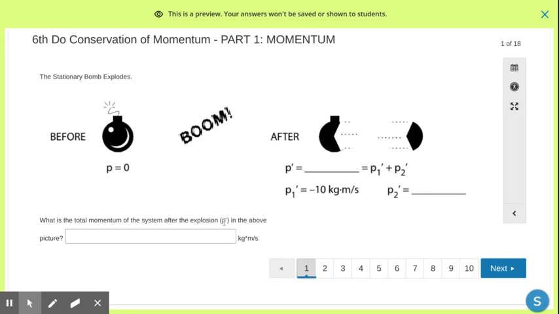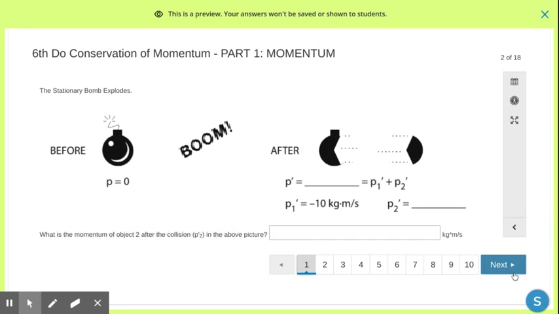And the symbol we use for that is P prime, momentum prime, or the momentum afterwards. So what's the total momentum of the system after the explosion? Well, the same as it was before, so it's 0. And so let's click on to the next one. So that would go in this little blank right here, the momentum of the system afterwards. Well, then it says, what is the momentum of object 2 after the collision? The symbol for that would be P prime 2, the momentum of object 2 afterwards.